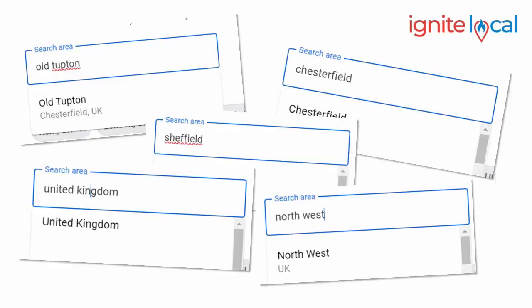Clearly you don't want this to happen, so make sure you add a comprehensive list of places where you work. And this brings me on to a really important point around the types of places you should add as your service areas. You can add locations of all sizes, including villages, towns, cities, regions, or even whole countries as your service areas. So with all of this choice, what should you actually add?